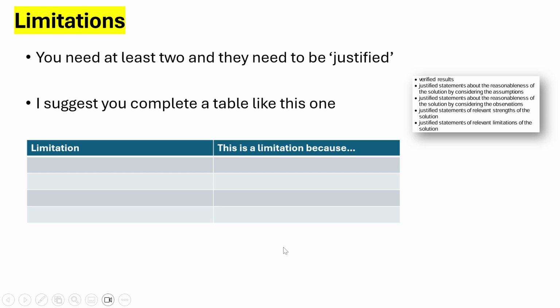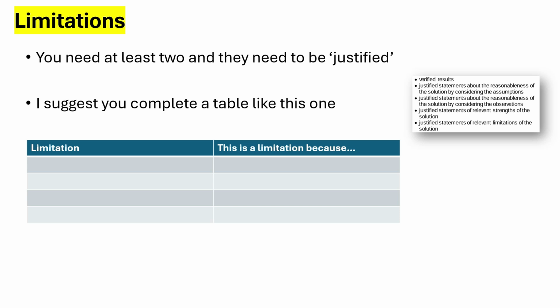Some examples might be your assumptions. I assumed that the building I was designing would have a 2.4 meter ceiling. So I decided that. This is a limitation because I didn't ask anyone, and all of my calculations for area for painting require that 2.4 meter height. So if they come back and say, no, we want 3 meter ceilings, then my maths is completely wrong. This is a limitation because it was based on a bunch of assumptions.